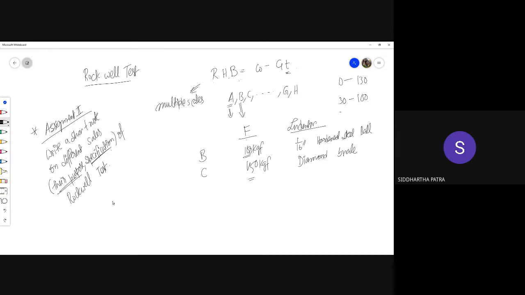In addition to having multiple scales, the Rockwell test has something called a minor load.